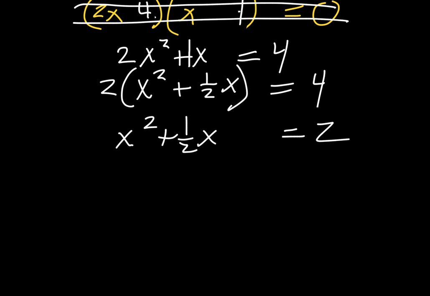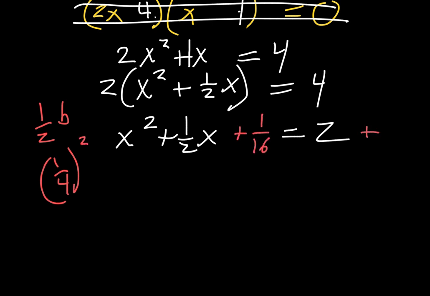Now procedurally, what I need to do is take half of b. Well, b is a half. So I need to take half of a half, which will be 1/4, half of a half. And then I square that number, which is 1/16. And I add 1/16 to both sides.